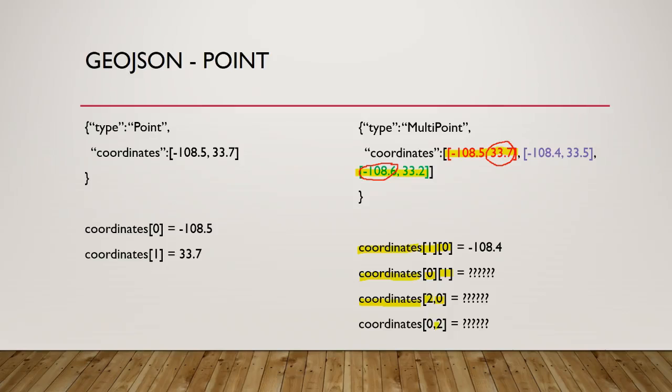Coordinates 0, 2 would be the third element of the first array of the coordinates property. And the first array in the coordinates property is the array that's in red. But there's only 2 elements in there, so we can't call the third element of this array. It doesn't exist, and that's why it was a trick question.